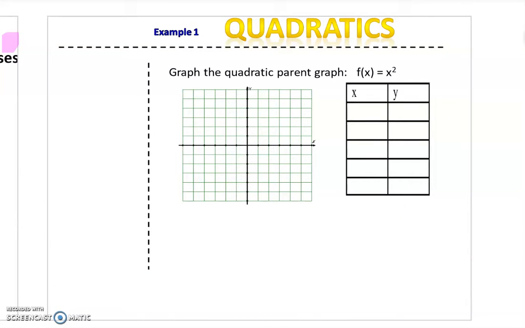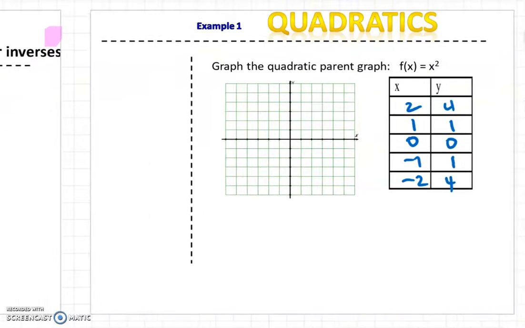Example 1, so let's look at this quadratic function. This is the parent graph of a quadratic function. So we're going to plug in the points. So 0, 0. When x is 1, y is 1. When x is 2, 4. Negative 1, 1. Negative 2, 4. And let's go ahead and graph that.